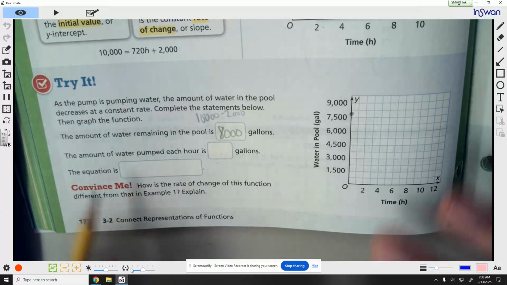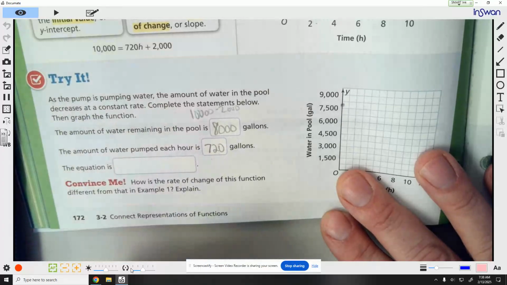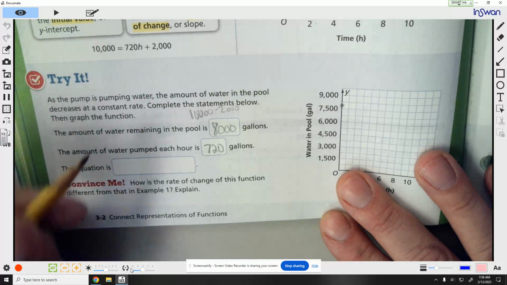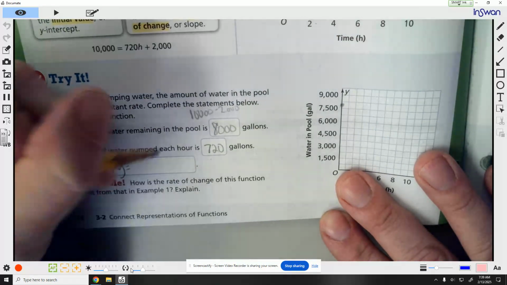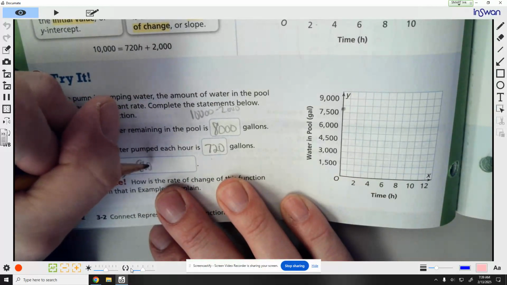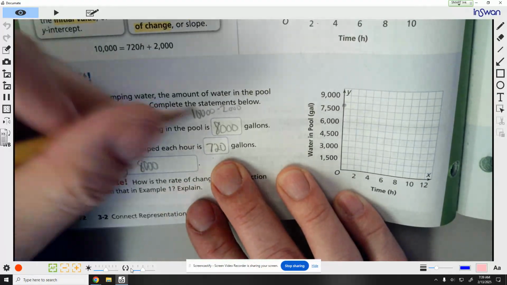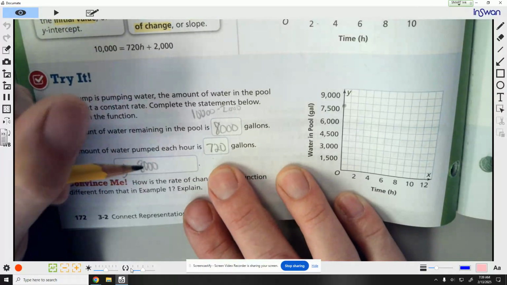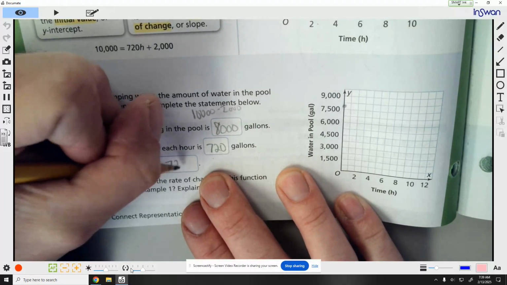Okay, the amount of water pumped each hour is 720 gallons. And then the equation. So an equation that we come up with, we could say y equals, and if we take the amount that you start with, 8,000, and we add the unit rate. Now, it's being pumped out at 720 gallons. So 720 is negative because it's coming out of that pool.